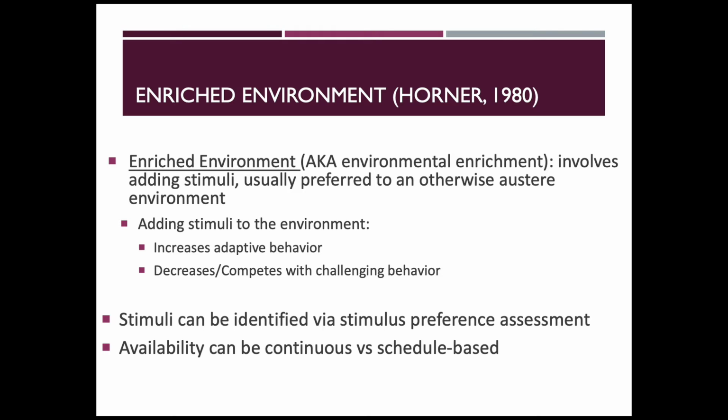So it stands to reason that if the environment is not stimulating, if we add stimulation to the environment, that may eliminate or reduce some problematic behavior. So we could simply just add stimuli to the environment to increase adaptive behavior. And of course, if you're engaging with appropriate stimuli like toys or watching a TV program, it's probably going to compete with the occurrence of problem behavior or decrease the occurrence of problem behavior. And we could even make that more powerful if we identify those stimuli via a formal assessment, which we haven't talked about yet, but a preference assessment. Of course, we can make the availability of those stimuli continuous or schedule-based.